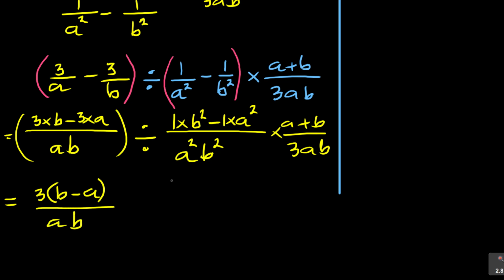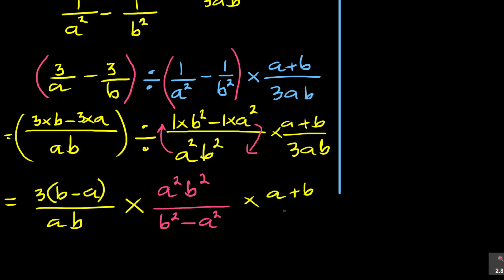Now I have to convert this division to a times. You know what you do when you're converting? You interchange. This goes to the top, this goes to the bottom. So at the top, what will I have now? I hope you see what I just did. It will be a squared b squared. It goes to the top because of the times, and then over, it's b squared, because 1 times b squared is b squared minus a squared. Then let's continue, times a plus b over 3b.